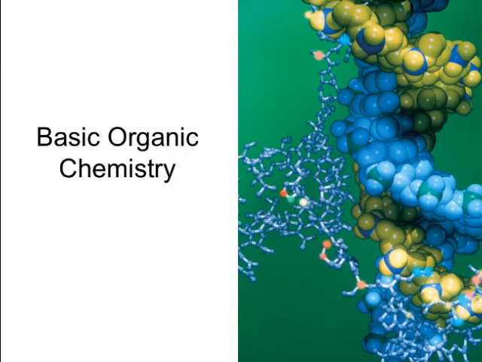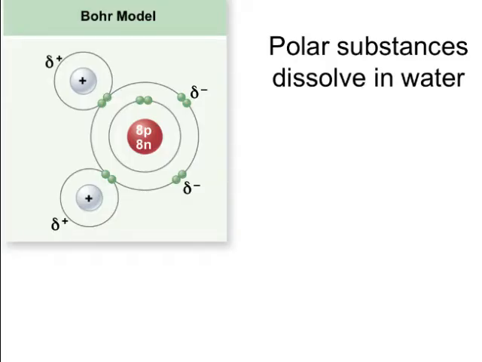In this video, we're going to review some basic principles of organic chemistry that relate to biological systems. One of the main properties that determines the behavior of a molecule is its polarity. Polar molecules are either charged, such as ions that have charge, or have charged regions. Water, for example, is a polar molecule.